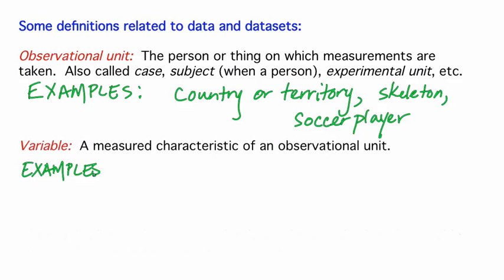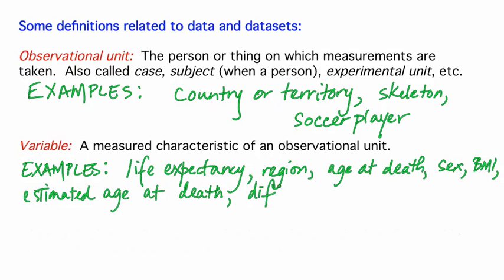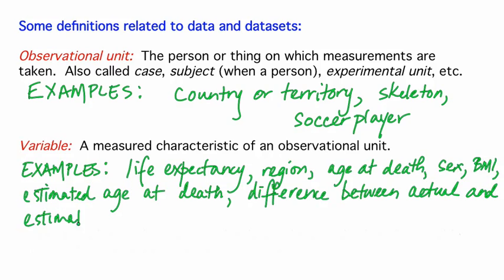In our life expectancy data, this includes, of course, life expectancy as well as region of the world. In our anthropological data, variables include age at death, sex, BMI, the estimated age at death, the difference between the actual and estimated age at death, which is an example of a variable calculated from other variables, and the salary of our soccer players.